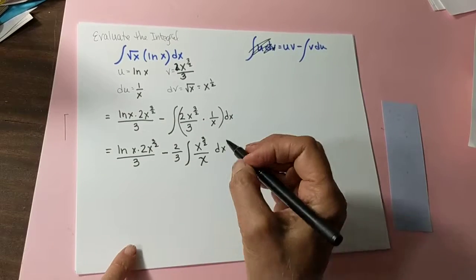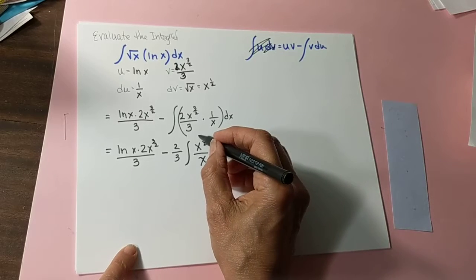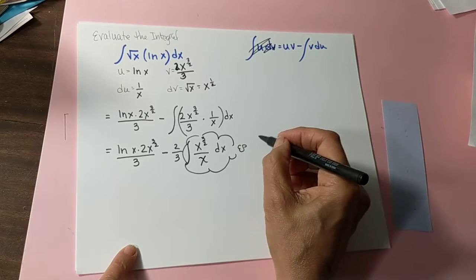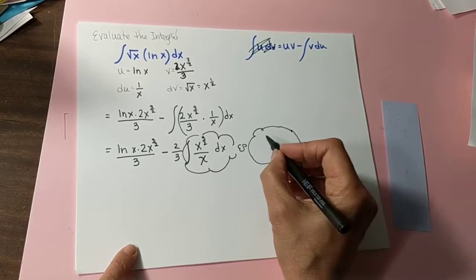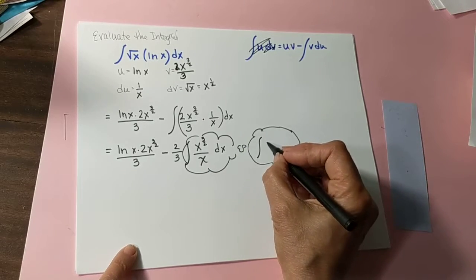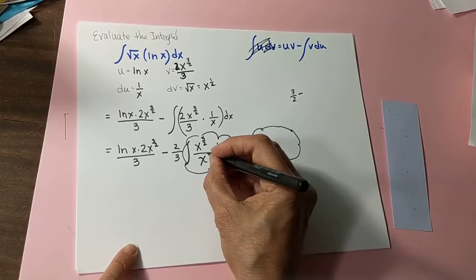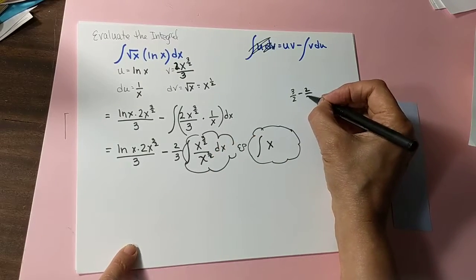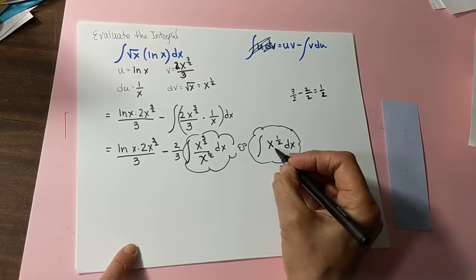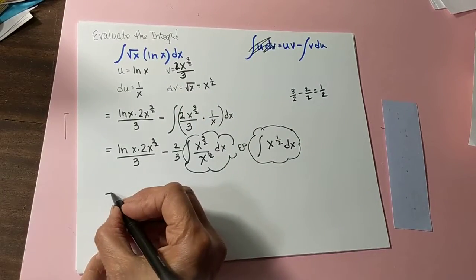And I can simplify this. This is how I'm going to do it. I'm going to do my little cloud thing. This is equivalence in my brain. I can think of this as the integral of, my exponent rules, 3 halves minus, and this is the same as 2 over 2, so that's 1 half. x to the 1 half dx. Oh, which I've already done. So this is great. Okay, so here we go.